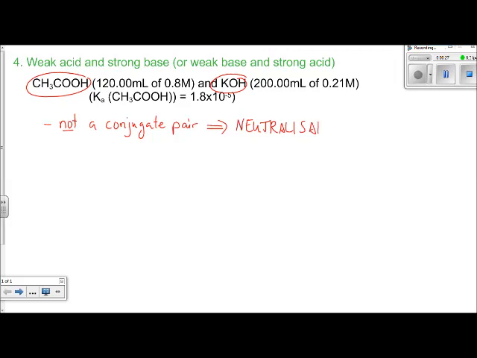So the first thing to do to find out if we do in fact have a conjugate pair when the dust settles here is to do an IRF table for the neutralization of acetic acid with KOH. That's a one-way irreversible reaction to give us potassium acetate and water. So let's see what we have once this reaction goes forward until the limiting reactant is all used up.